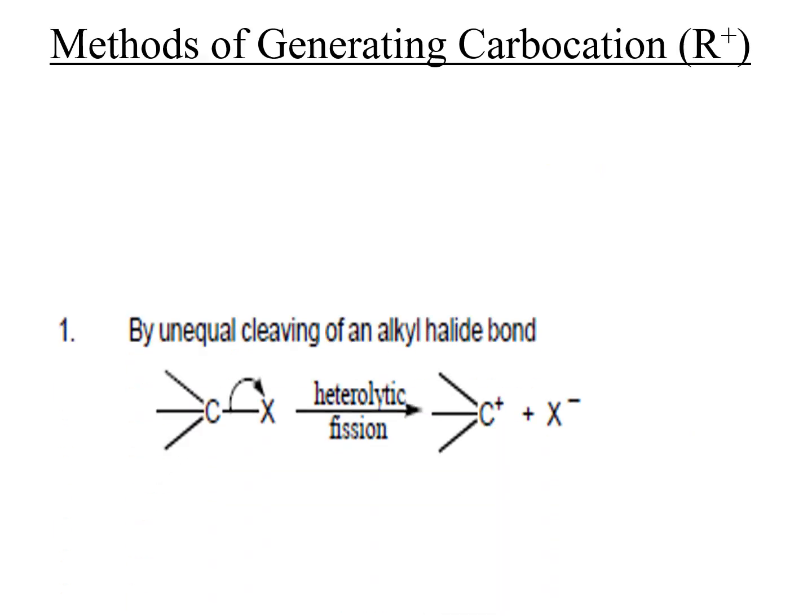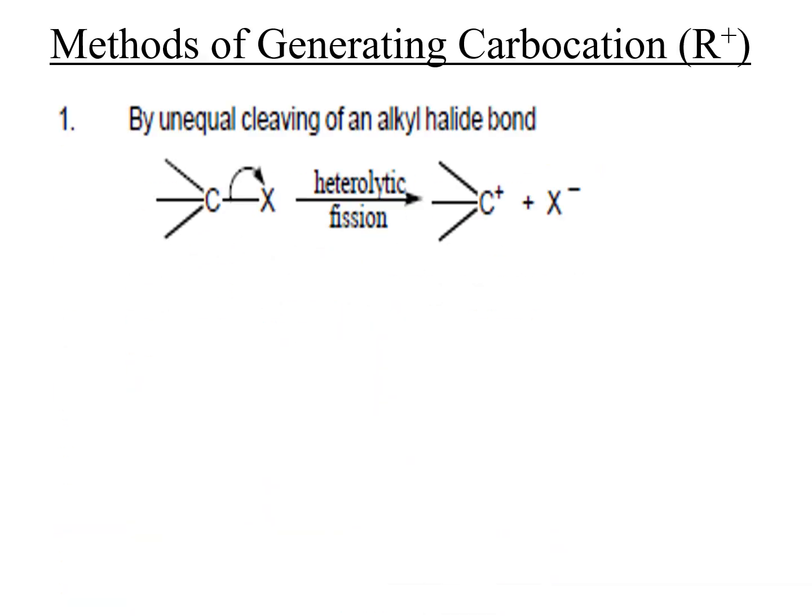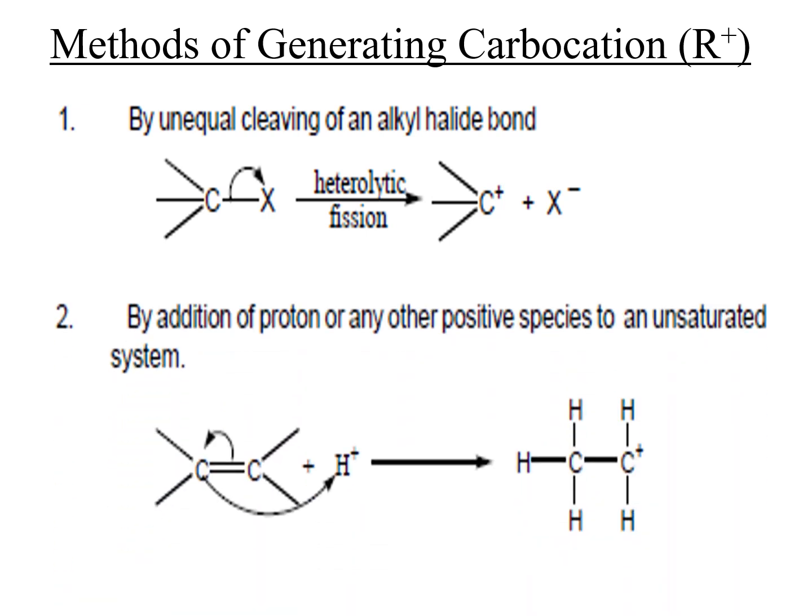This carbocation, like said in previous slides, you can make by heterolytic fission. You can also make it by addition of a proton or any positive species to an unsaturated system.